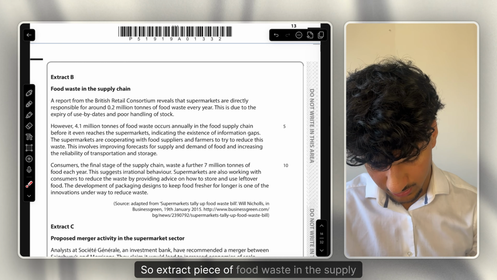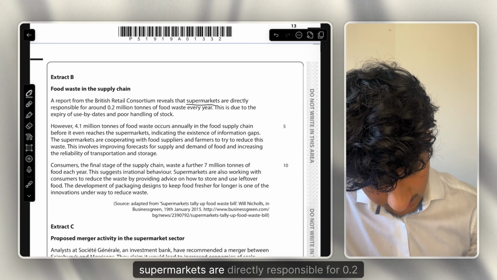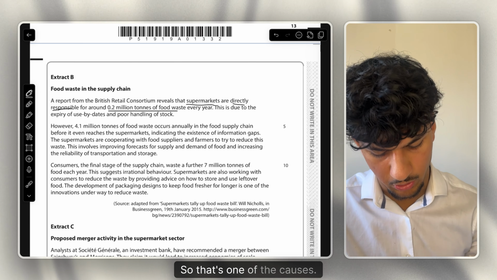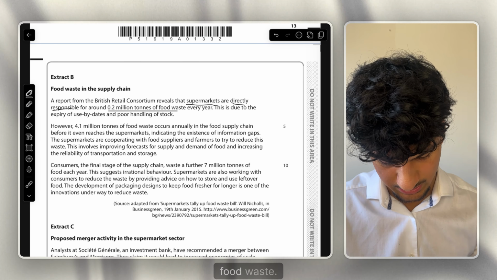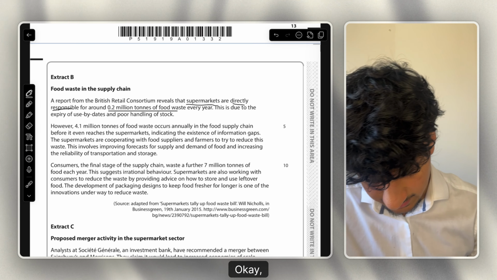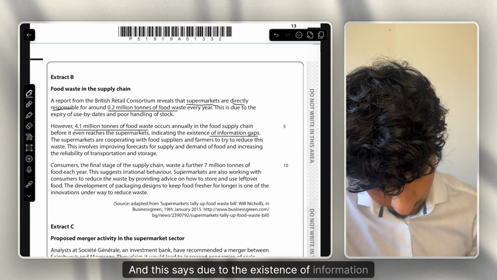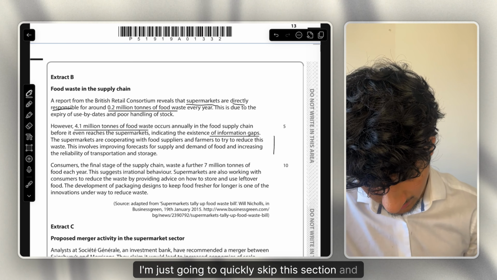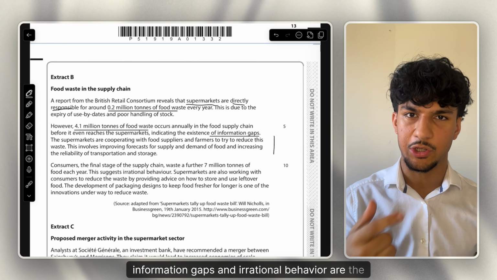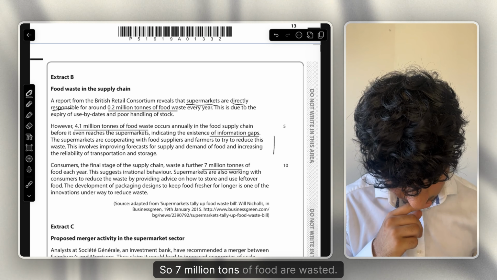So extract B, food waste in the supply chain. Let's have a read of this. So firstly, it says supermarkets are directly responsible for 0.2 million tonnes of food waste. So that's one of the causes, and I'm guessing that's one of the major causes of food waste. And then it tells us why they end up wasting food, so expiry dates. Okay, so then it says 4.1 million tonnes of food waste occurs, and this says due to the existence of information gaps. I'm just going to quickly skip this section and then look over to the second one, because of course the question said information gaps and irrational behaviour are the two main causes of food wastage, so let's just check that. So 7 million tonnes of food are wasted.